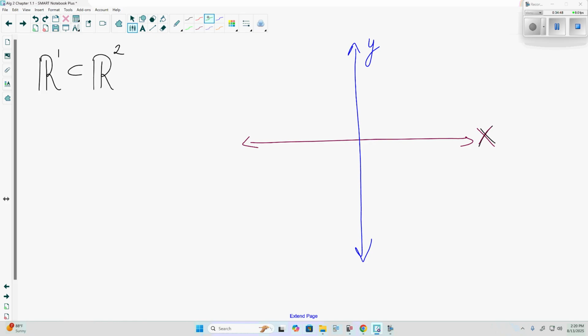We don't live in a 2-dimensional plane. We live in a 3-dimensional one: X, Y, Z. Which means that we can say that R2 is a part of R3. And we can keep going.